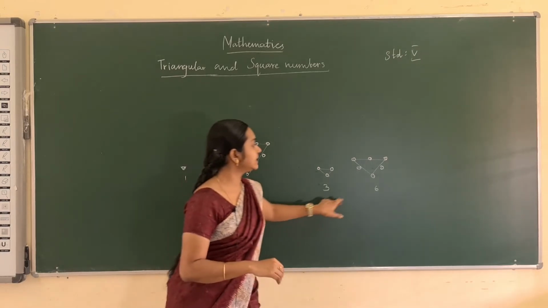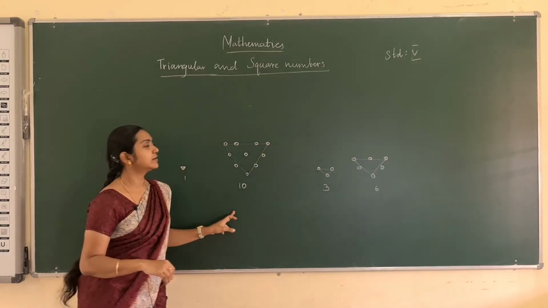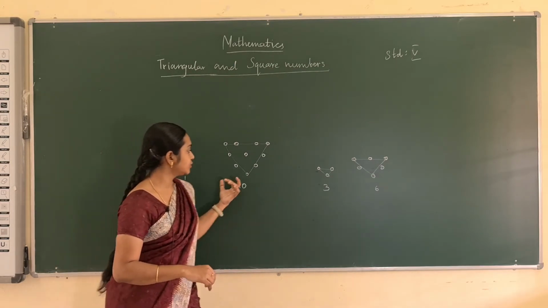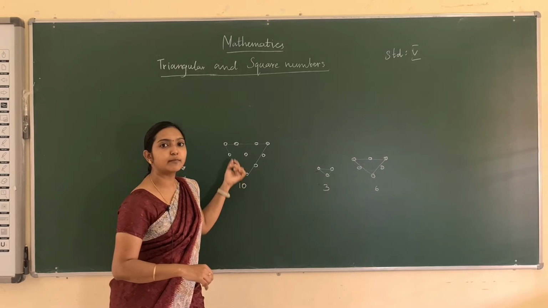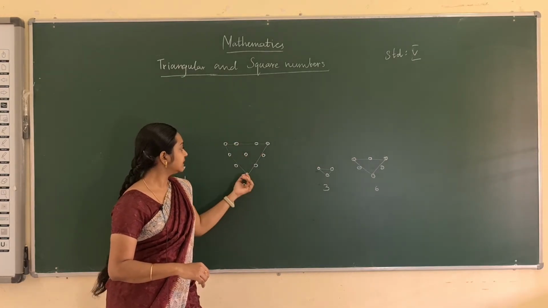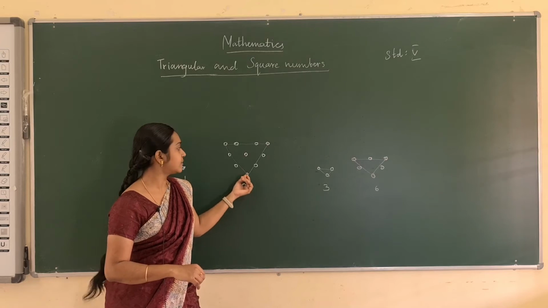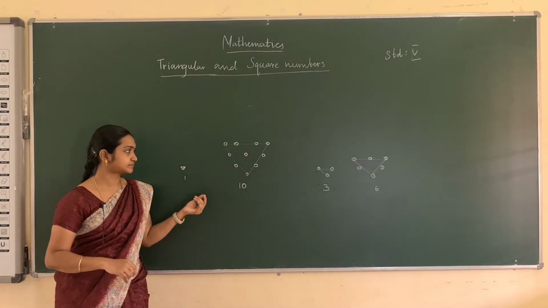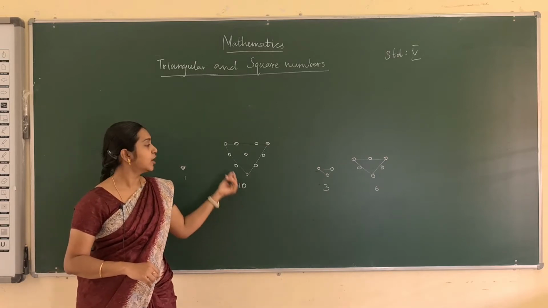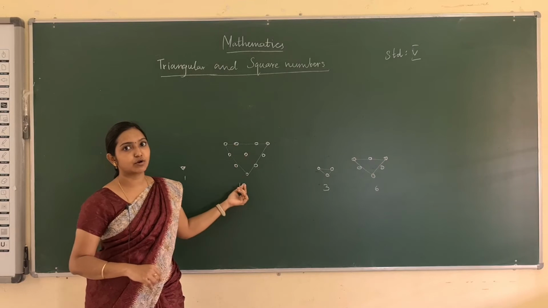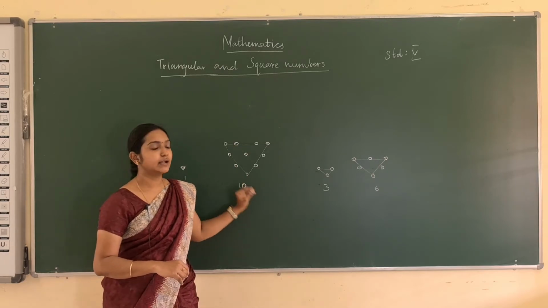So 1, 3, 6, 10 are called triangular numbers because we can use these dots to form a triangular pattern. The number of dots that form a triangular pattern is called a triangular number.